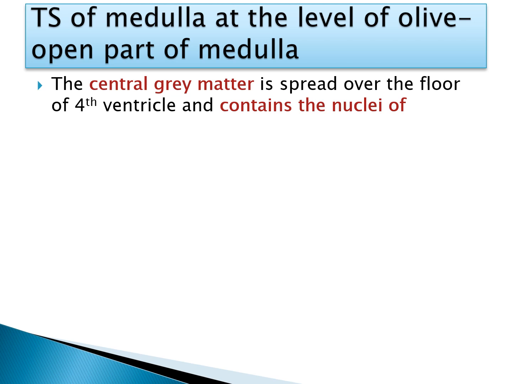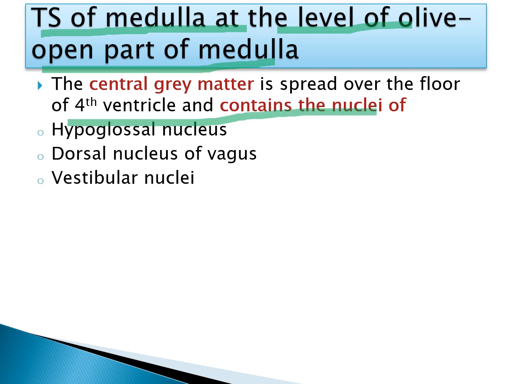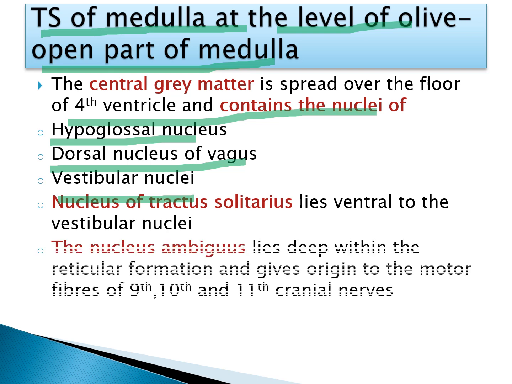So we have covered the 2 levels so far. The last level is at the level of olive. This is the open part of medulla. The question may be at the level of olive or at the open part of medulla. Both are the same. Here there is no central gray matter. It is spread over the floor of fourth ventricle. So it contains 3 nuclei: hypoglossal nucleus, dorsal nucleus of vagus and vestibular nuclei. The nucleus of tractus solitarius, which we saw in the previous section, lies ventral to the vestibular nuclei.